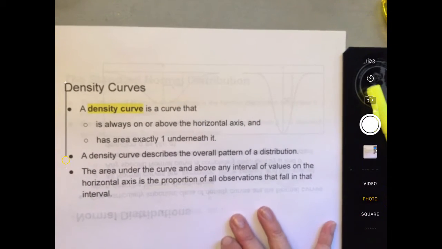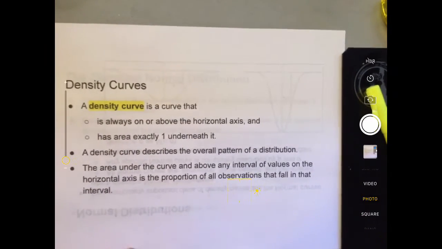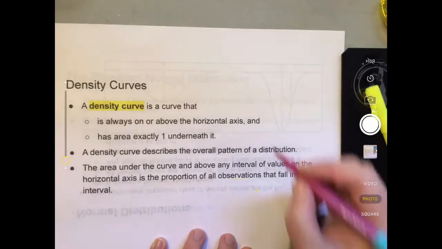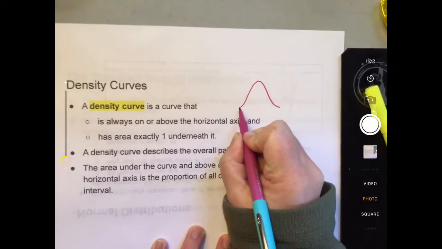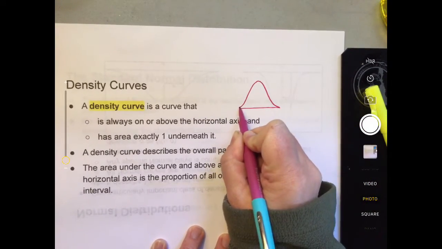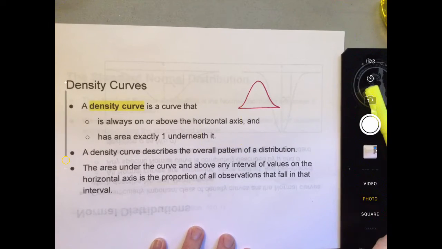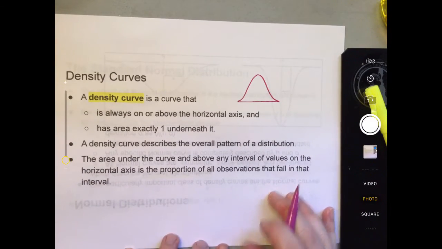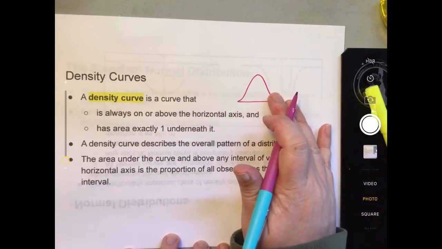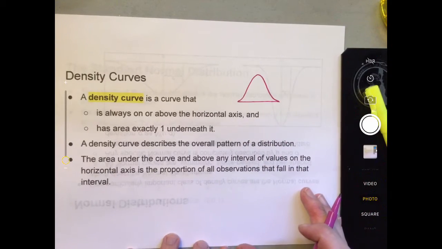Okay, you've seen density curves before. A density curve is just a curve that is always on or above a horizontal axis and has an area of exactly 1 underneath it. So here is a density curve. Okay, trying to make it pretty symmetrical. You've seen these before. A density curve describes the overall pattern of a distribution. Again, this one looks pretty symmetrical, but you know that they could be skewed as well.